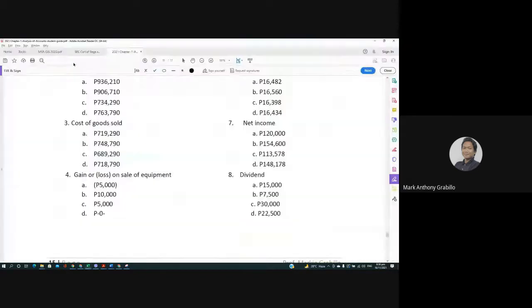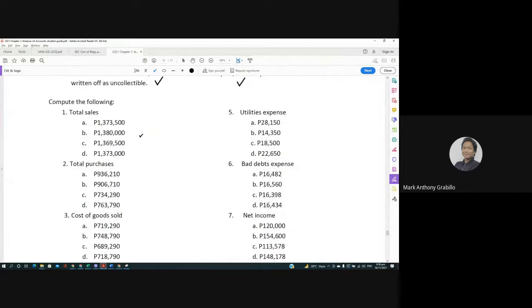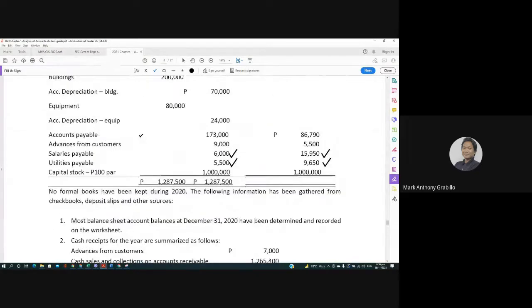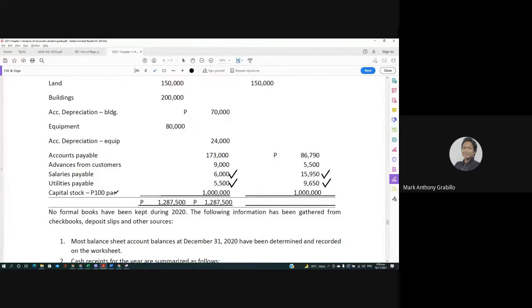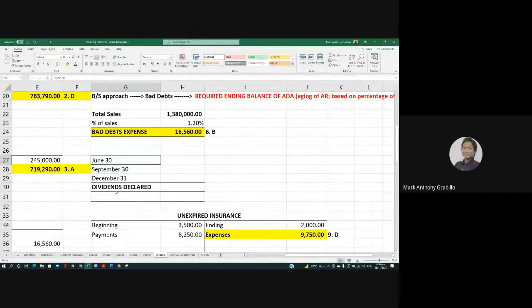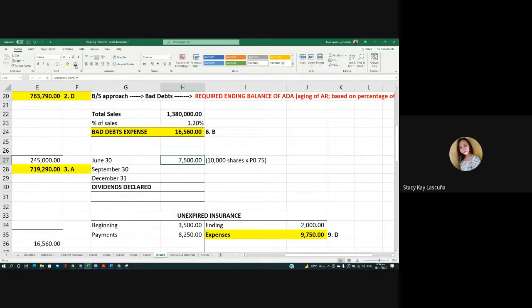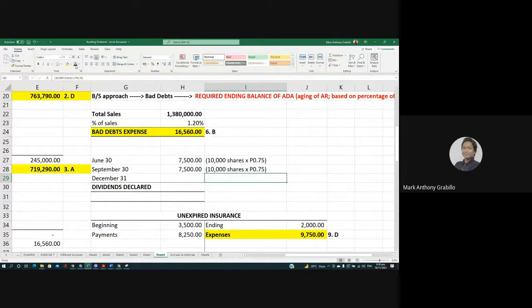So how many shares does the company have? That's 1 million divided by 100 pesos, which is 10,000 shares. Then how much is the dividend per share? 75 centavos. So on June 30, it declared 10,000 shares times 75 centavos. How much is that? 7,500. On September 30, it also declared 7,500. On December 31, it declared again 7,500. How much is the total dividends declared?